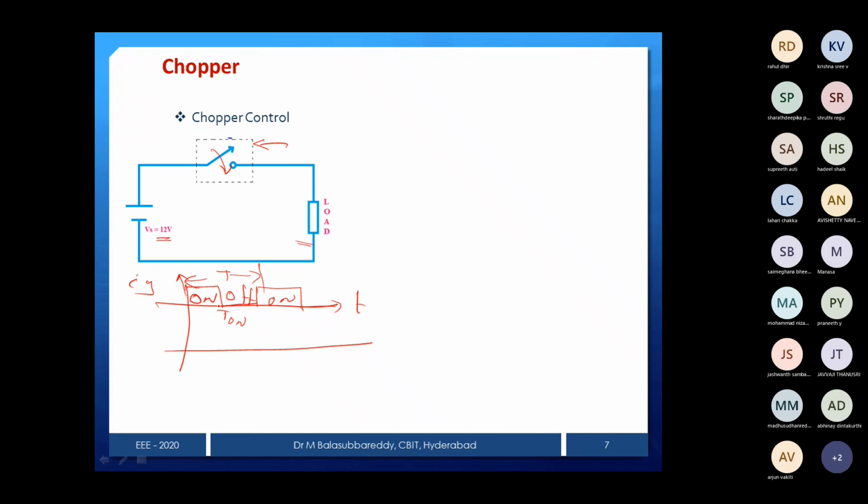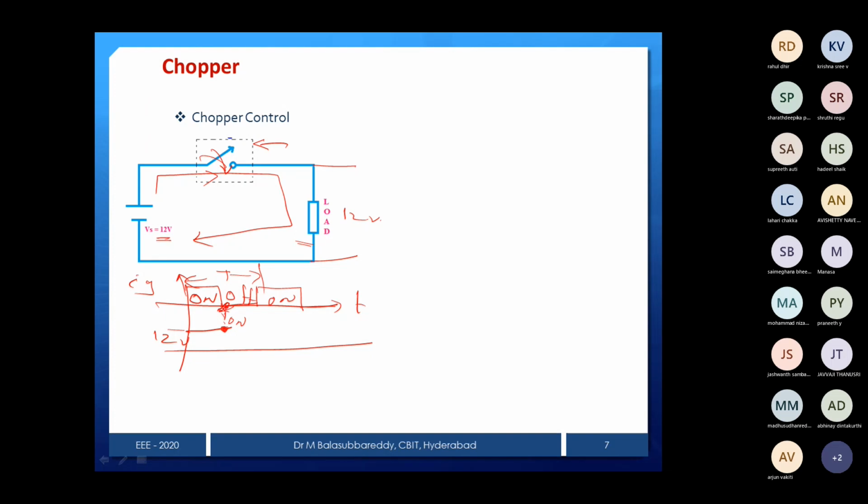Now once the switch is closed, what is our output across the load? Whenever the switch is closed, current passes like this, then automatically output is equal to input, and 12 volts will be obtained. So the same thing holds until the pulse is there. If the pulse is available, this will be on, and you will get 12 volts.